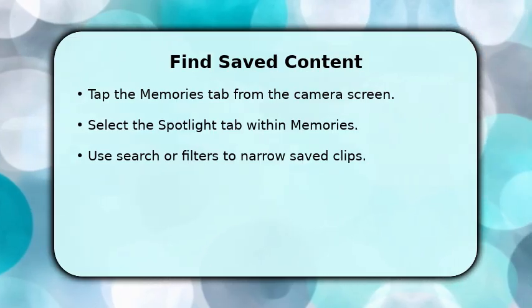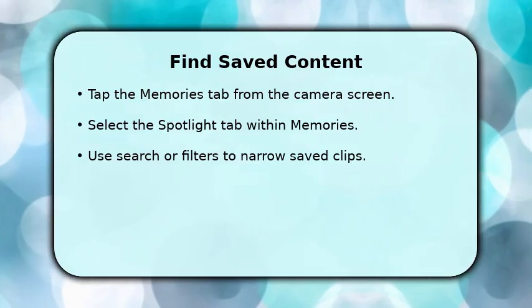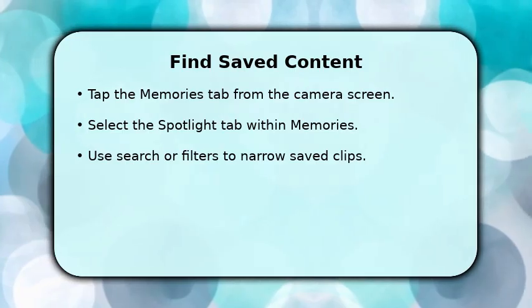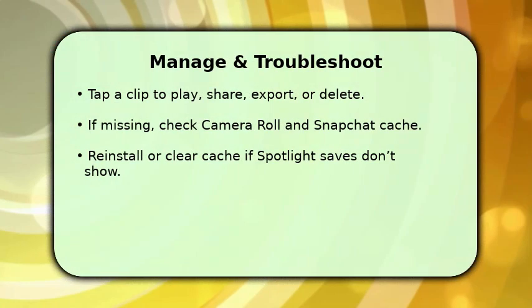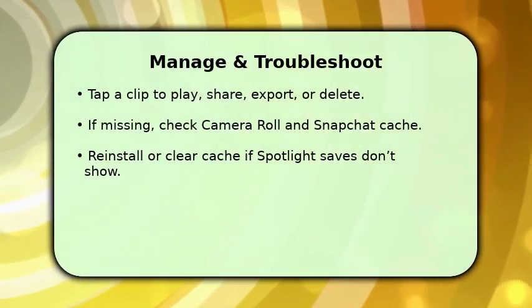Use the search bar or the filter icon to find clips by date, creator, or keyword, and tap a clip to view details. This ensures you locate the exact saved Spotlight piece quickly. You finish by managing the saved Spotlight clip. Tap to play, long press to export or share, and delete if you no longer need it.